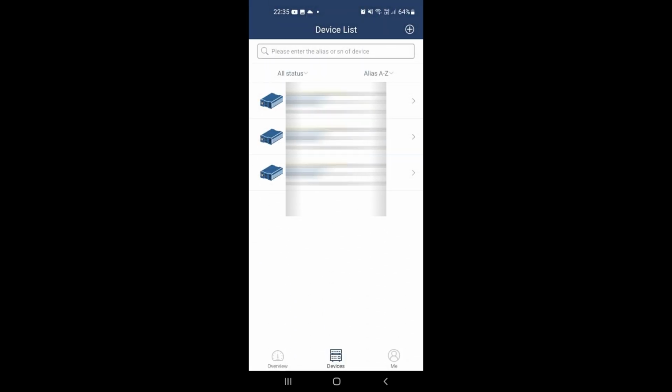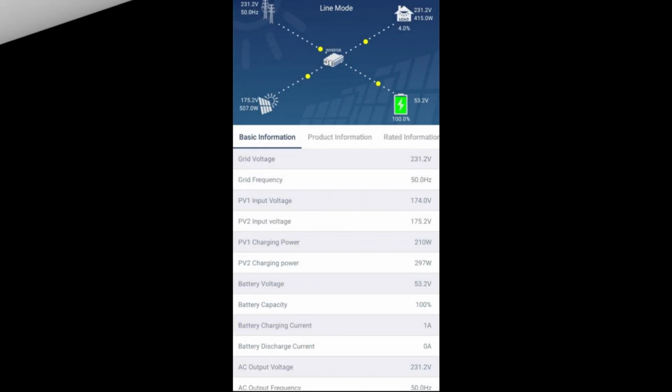Once you have logged in, you will be redirected to the device list page. This page lists all your devices linked to this username and password. Clicking on the device you want to check will open the basic information page. The basic information page shows information that the system is currently using or doing and what it can manage.